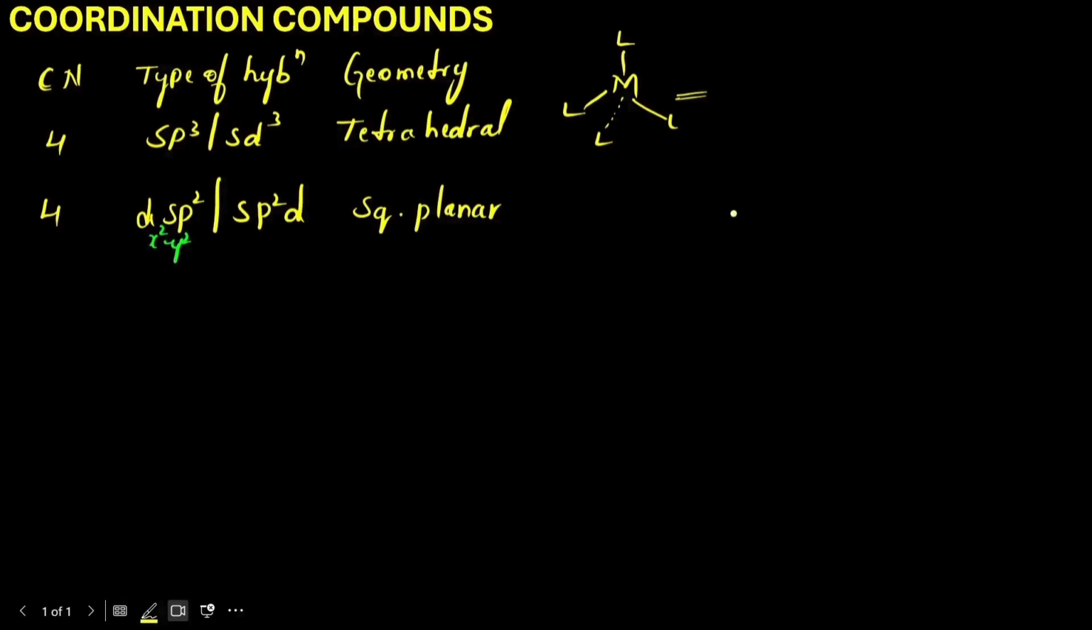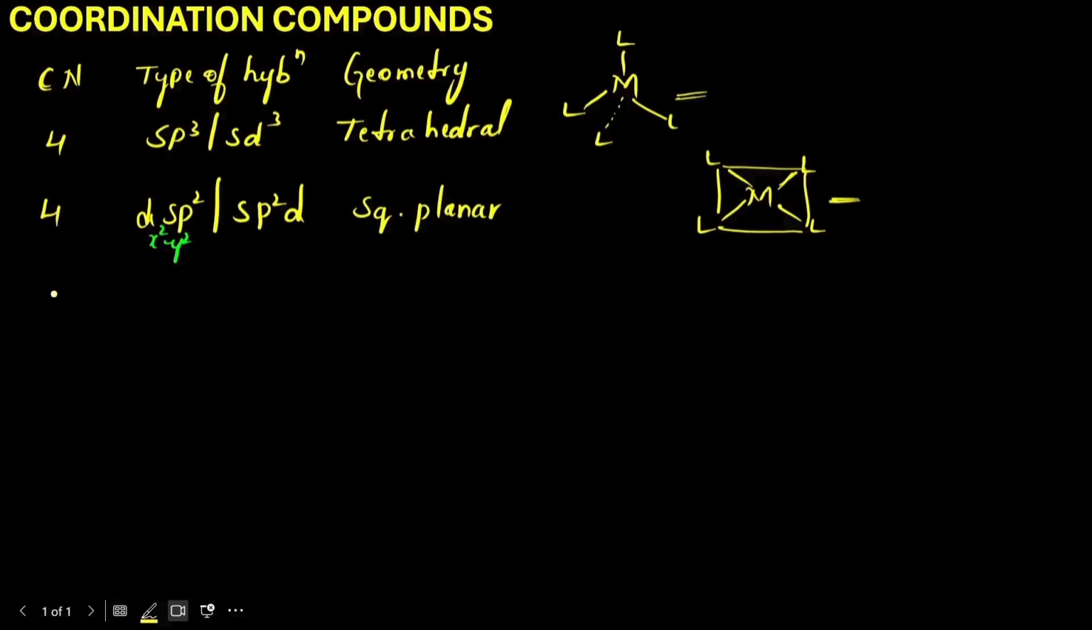Now, if you write the square planar geometry, it will be like this. Here the central metal atom to which 4 ligands are attached to give square planar geometry. This is the square planar geometry.